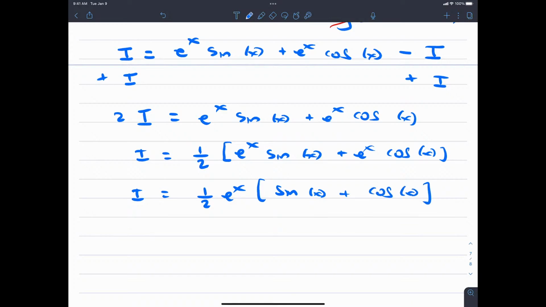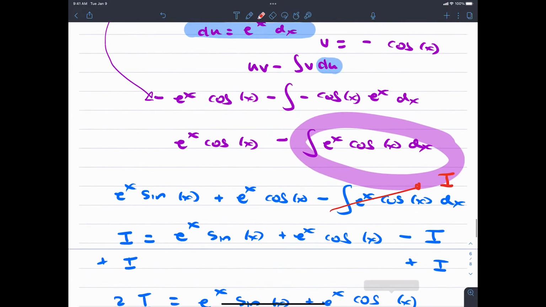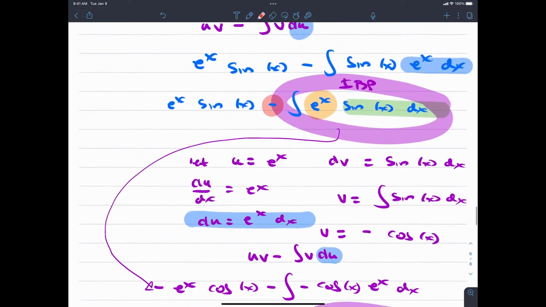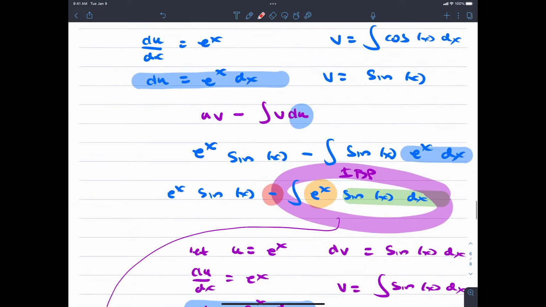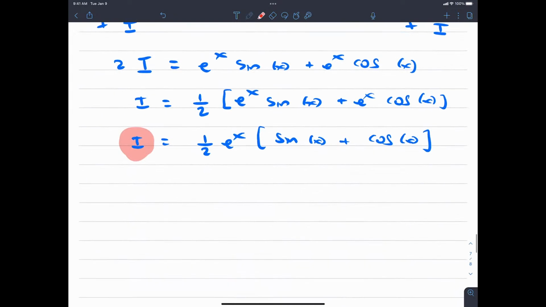And in fact, you are done. You say, why, ladies and gentlemen, are you done? Why are you done? This is I, isn't it? Isn't that the original integral we started with? We just called it I. So what this means, since you call that I, is that the integral of e to the x cosine x dx equals what you guys have here.